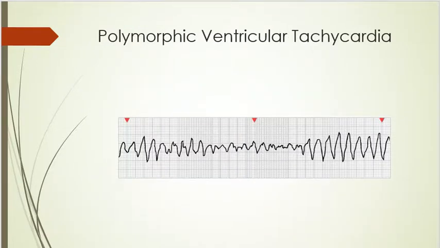Now, polymorphic VTAC used to be called torsades de pointes, and many people will still call it torsades. The reason it's called torsades is that it means twisting of the points. It's kind of like a tornado. Twisting of the points is the translation of torsades de pointes. But the new name out there now is polymorphic VTAC.